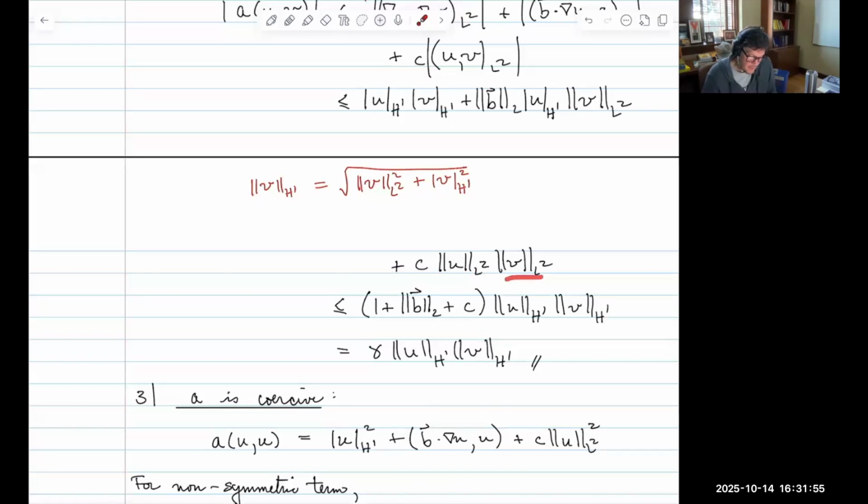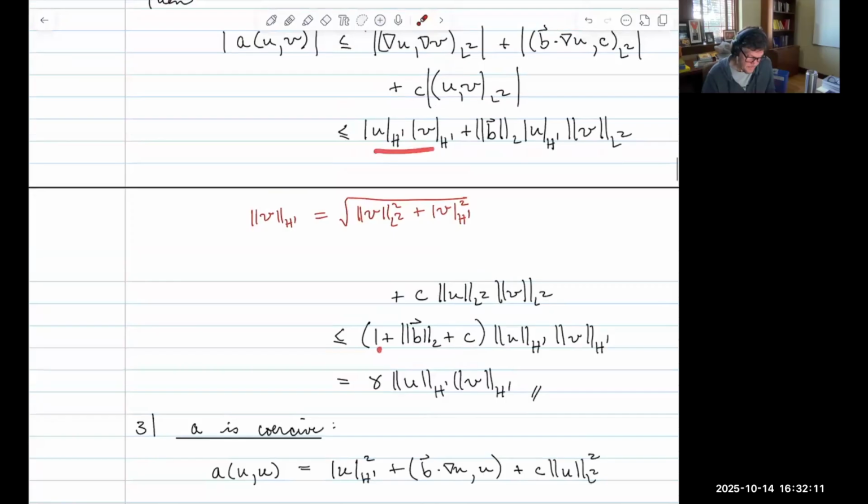Same here, same here. Ultimately, I can use the distributive property to pull out the H1 norm of U and the H1 norm of V. The constants that are left over when I do that are 1 from this term, the norm of B from the second term, and finally C from the last term. The sum of those three constants I'm going to call gamma. And so this shows that A is a continuous bilinear form.